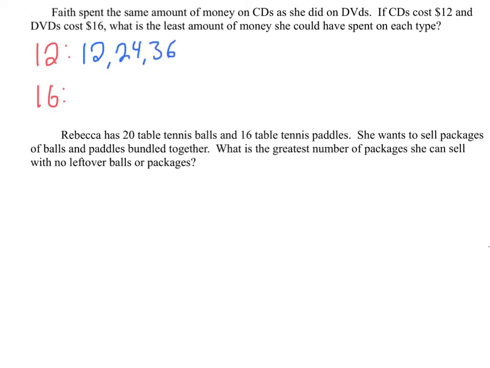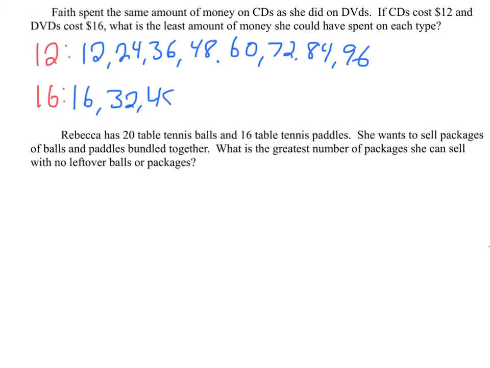So I start writing out my multiples for each one. I'm going to count by 12s. And then I'm going to count by 16s. Remember, always start with the number itself as your first multiple. And then compare our two lists.